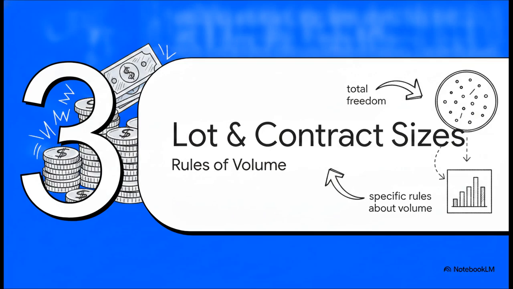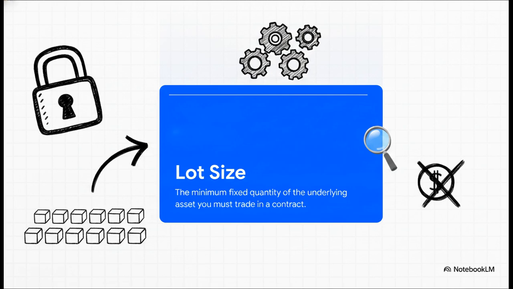Okay, on to Section 3, lot and contract sizes. Let's see how this builds. Now that we've firmly established the what of our trade, we have to look at the how much. In the regular stock market, you have total freedom, right? But the futures market has very specific rules about volume. And this brings us to the concept of the lot size.